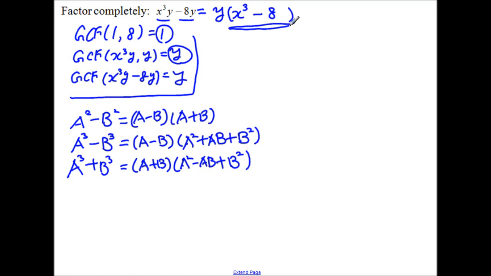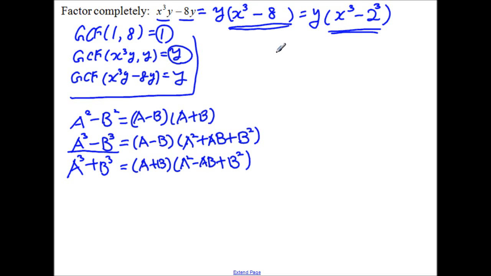So among these three, which one applies to this polynomial? That is the middle one, because we can write 8 as 2 cubed, right? 8 is 2 to the third. So if we rewrite 8 as 2 to the third, then this polynomial is exactly in this form: a to the third minus b to the third.